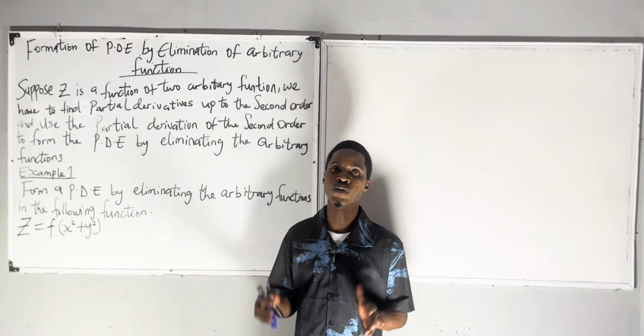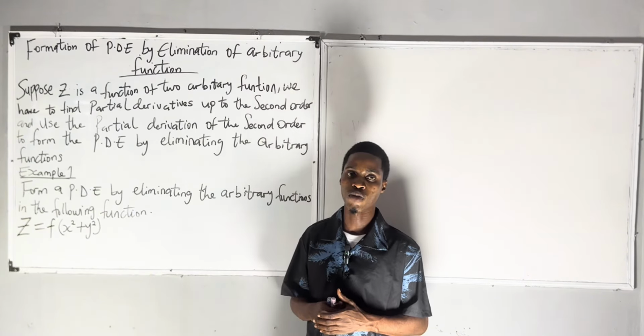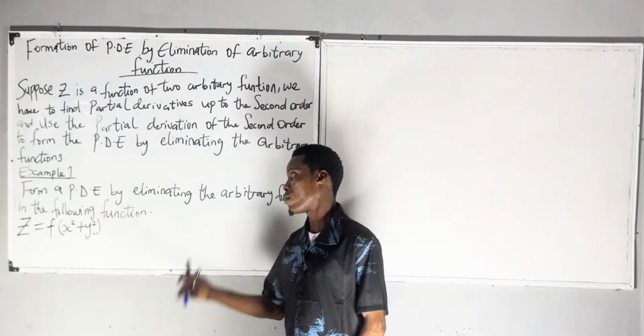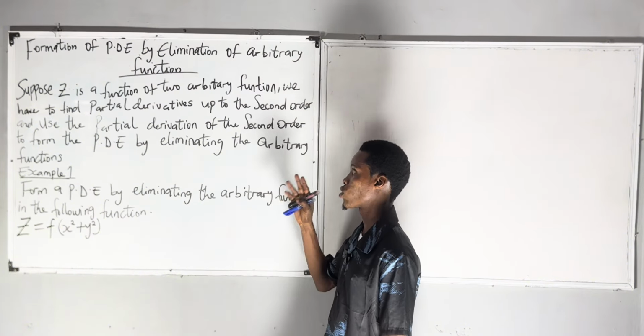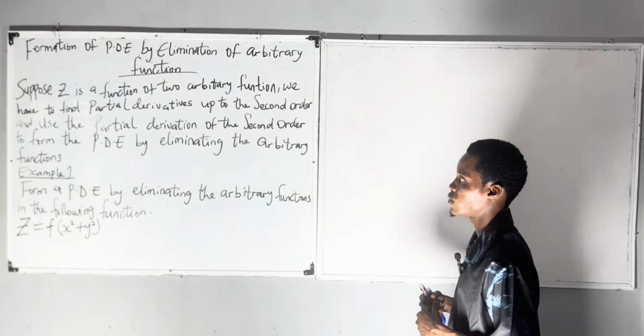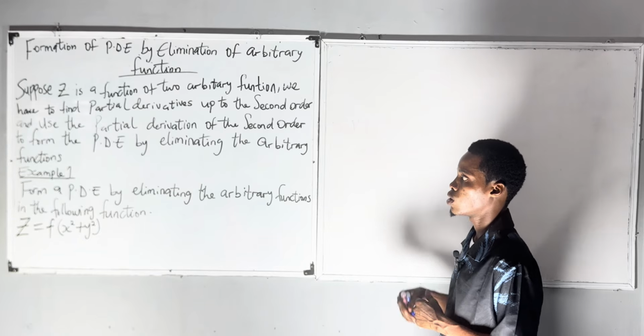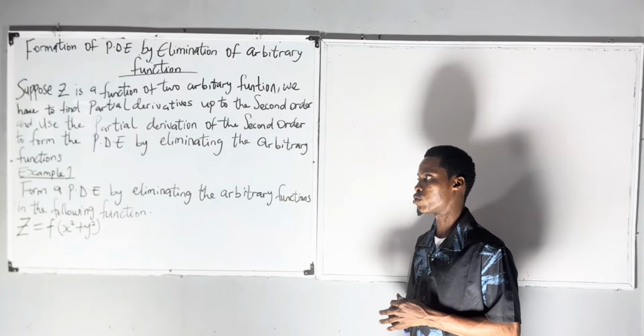Hello viewers, today we'll be talking about the formation of partial differential equations by elimination of arbitrary functions. Here I have on the board that suppose z is a function of two arbitrary functions. We have to find partial derivatives up to second order and use the partial derivatives of the second order to form the P.D.E. by eliminating the arbitrary function.